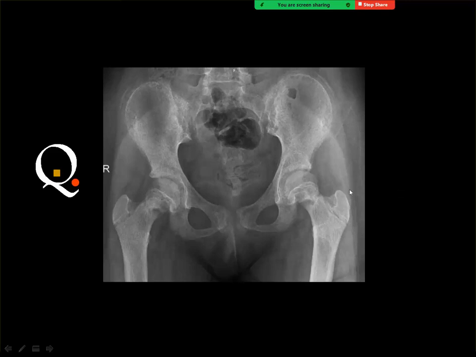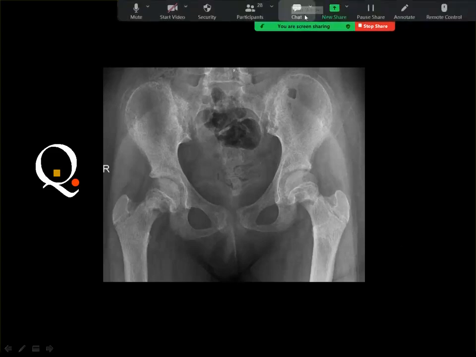As you can see, the epiphysis is not yet closed. And what do you think about the diagnosis?